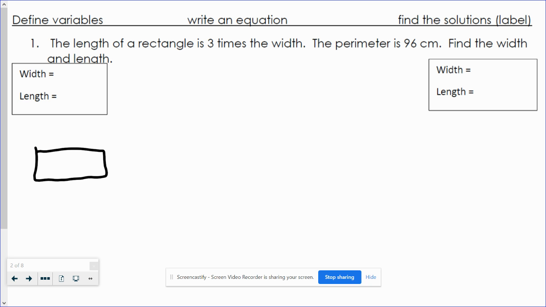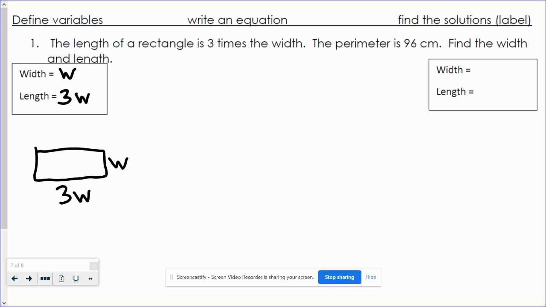So, great rectangle there. It says the length of a rectangle is 3 times the width. So if I would call this, for instance, the width, W, the length, instead of calling it just L, I would have that as 3 times the width. I really want to be able to have just one variable for the whole problem. Use all the same letter. So the width, this is where we're defining it, is W. The length is going to be 3 times as much.